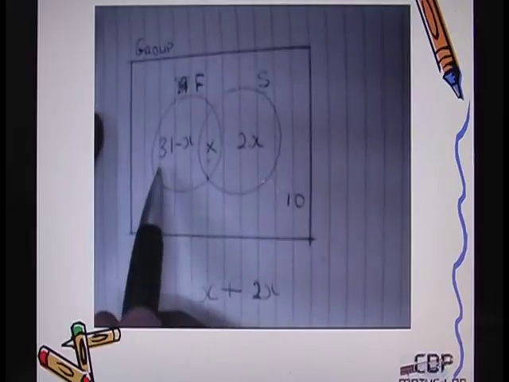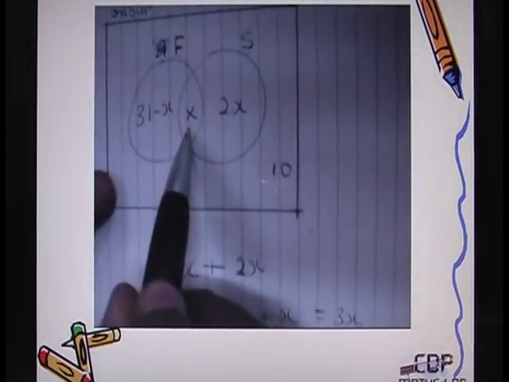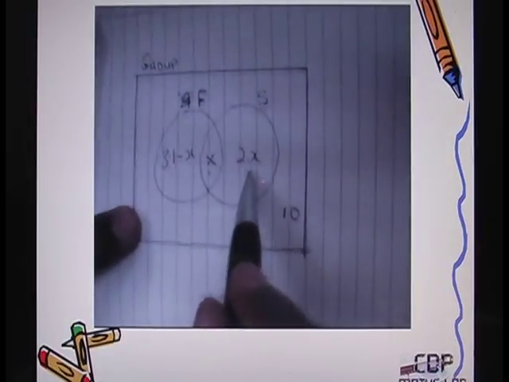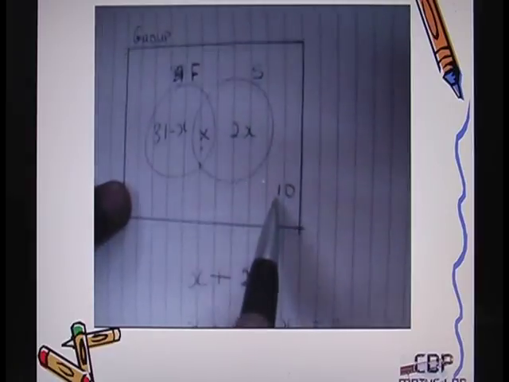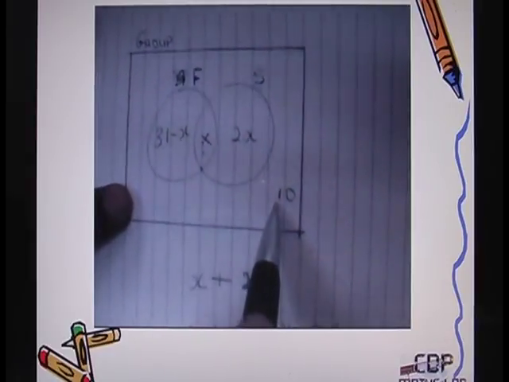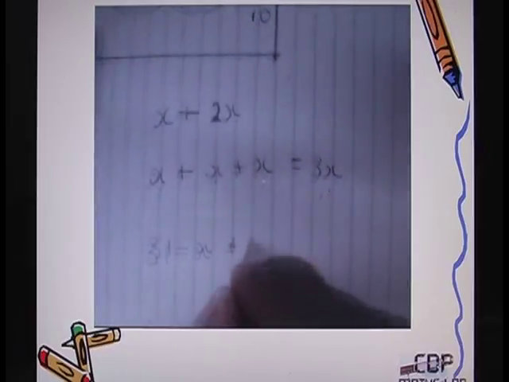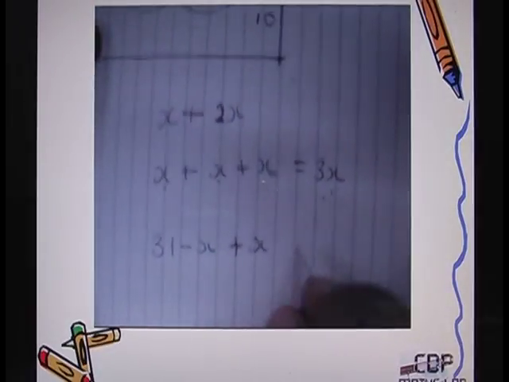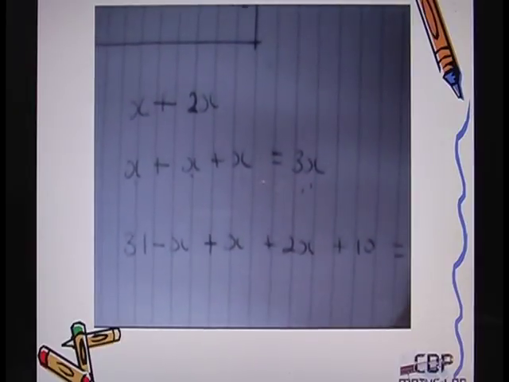Now note, if you add those who pass French only with those who pass both subjects, with those who pass Spanish only, and with those who pass neither, you should get the total number of students, and that will be 55. Let's add up everything. 31 minus X plus X plus 2X plus 10 should equal 55.